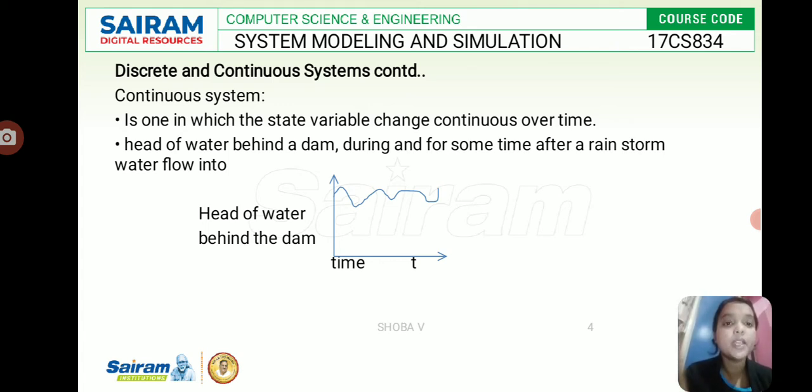So for example, we can say head of water behind a dam. During and for some time after a rainstorm, water flows in there, with no particular direction like north, east, west or south. There are no particular directions. It can flow as it is. After a rainstorm, the water flows in as it is, in any direction. So this is one of the very good examples for the continuous system, head of water behind the dam.